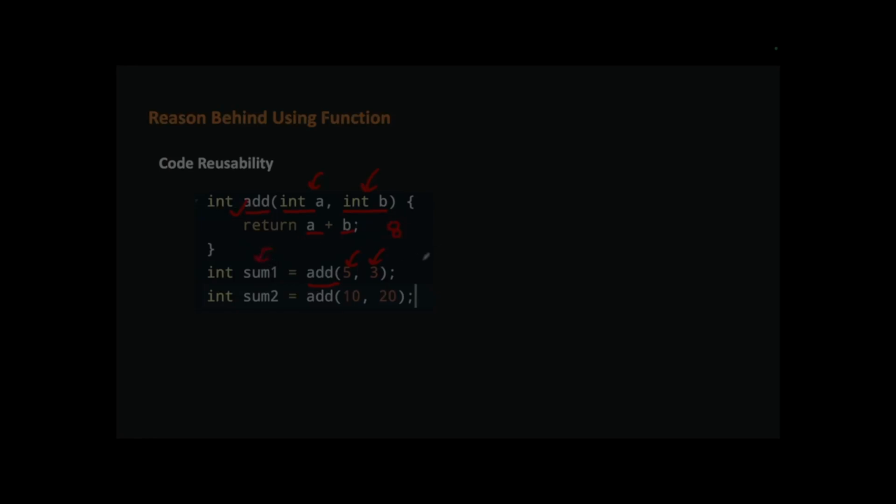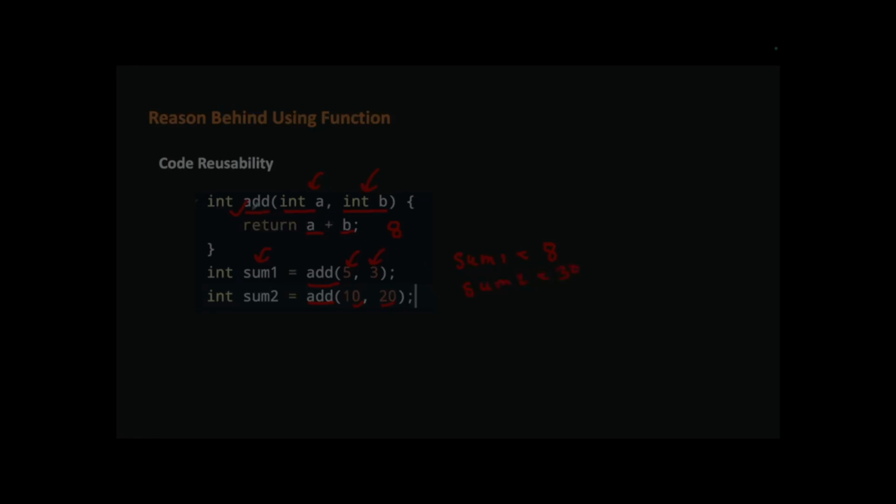Now what happened? The sum1 will store a plus b, that is 8. 5 plus 3, that is 8. And again we can initialize any other variable, that is sum2, and we are passing different parameters, 10 and 20. Now what happened? It will again search the same function, that is add, and the parameters will be passed over to the inputs a and b, 10 and 20. Then it will return 10 plus 20, that is 30. Now sum2 will get 30.